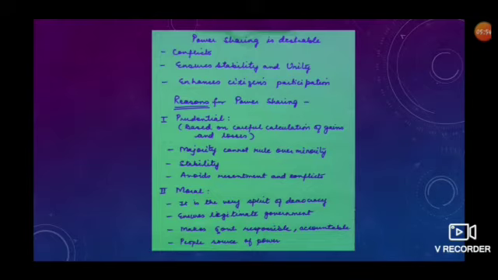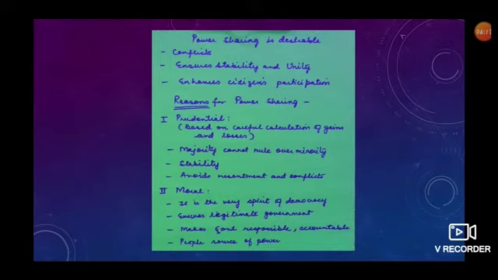What are the reasons for power sharing? First, prudential reasons, which are based on careful calculations of gains and losses. Majority rule over the minority should be checked. Stability is given, and it avoids resentment and conflicts.